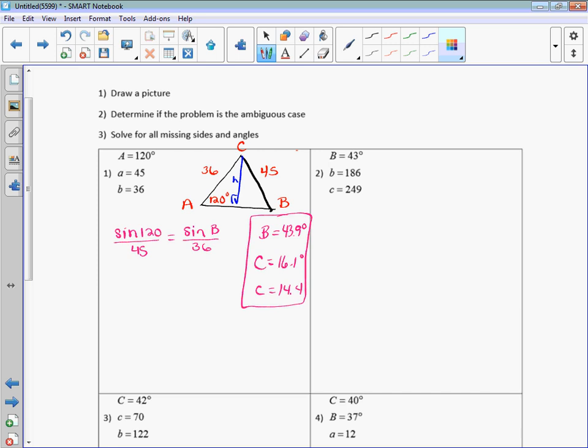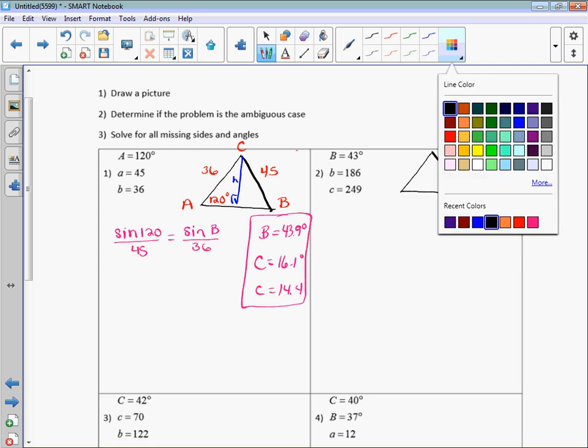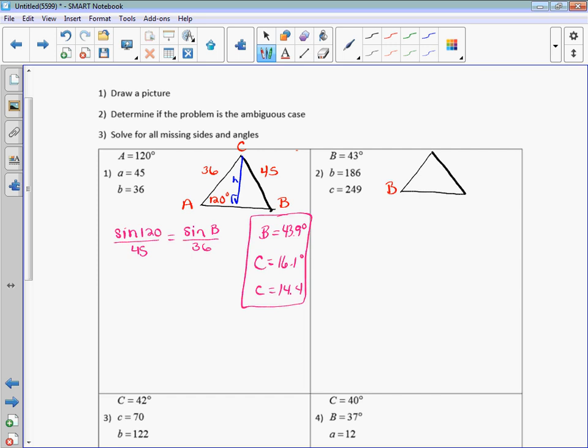All right, guys, are we ready for 2? Okay, so I'm going to draw a little triangle up here. What letter goes in the bottom left? B. So then 186 is over here. 249 is over here, which makes angle C down here, angle A at the top, right?